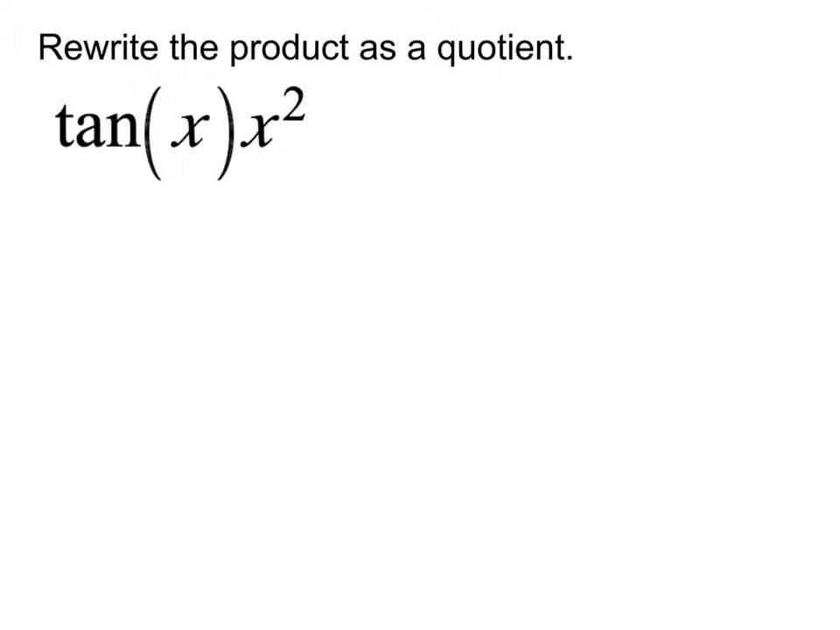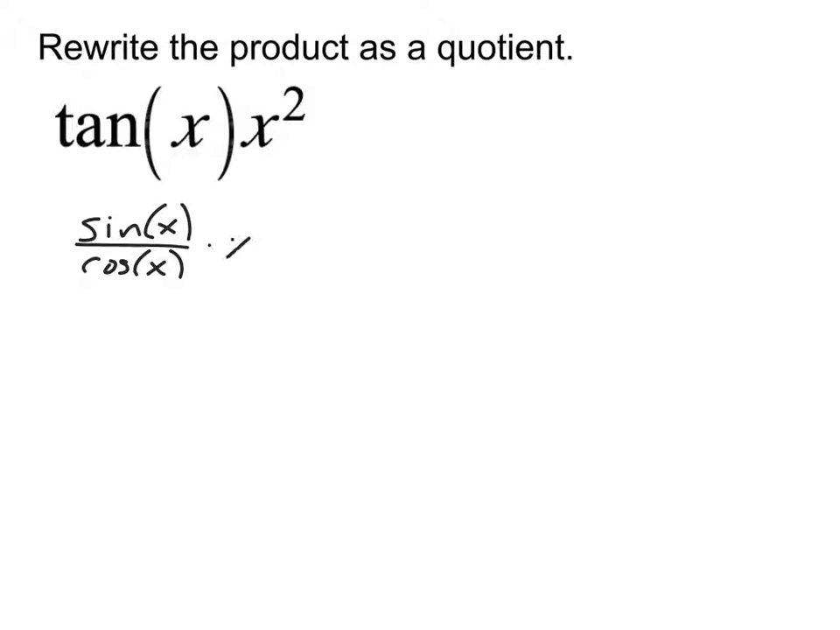Now the nice thing about writing this one as a quotient is that we actually have kind of this fraction already built into it. Because tangent, well, that's just shorthand for another fraction. What does tangent equal? Tangent is sine over cosine. And so I could rewrite that tangent of x is sine of x over cosine of x.